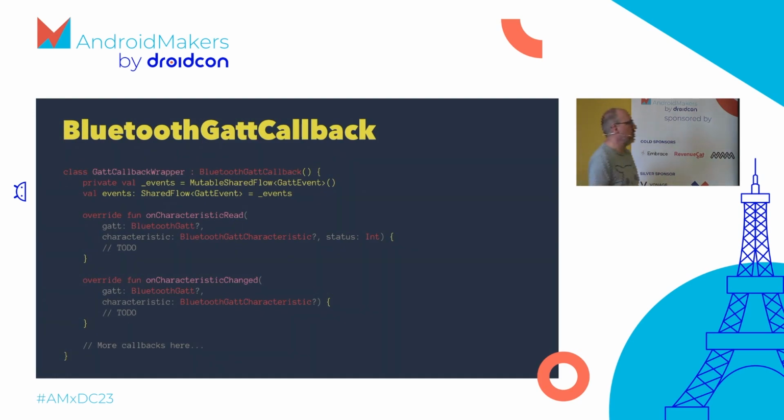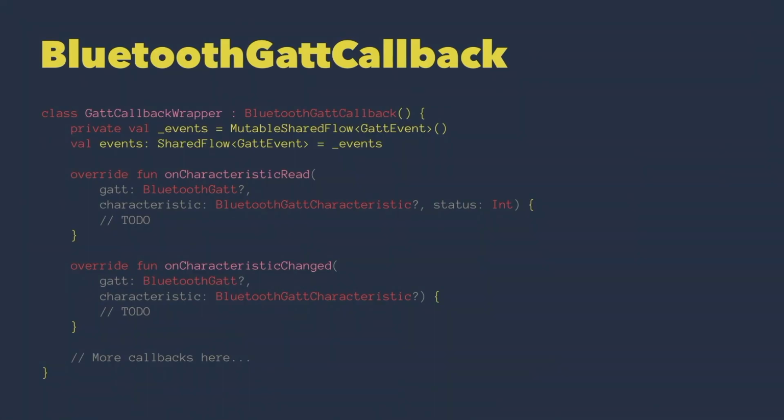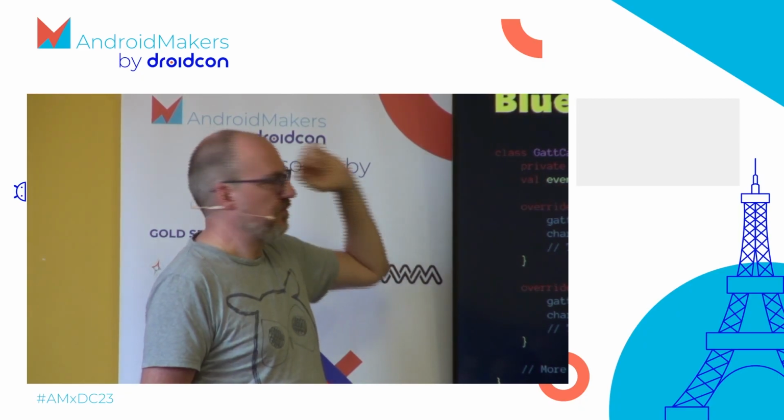The GATT callback, how I do it today, is basically I extend it, and inside I have a mutable shared flow, which I then expose like this. I hear they're going to fix that in new Kotlin versions, you only need one. But this is where your app will read events from the peripheral.